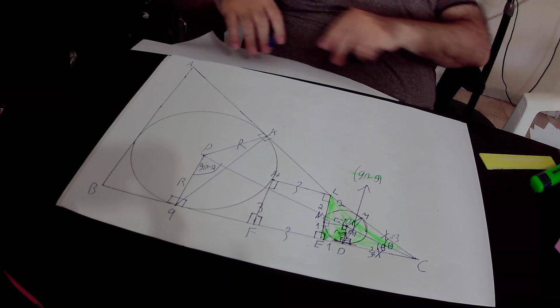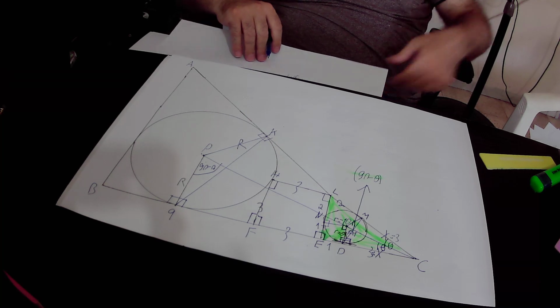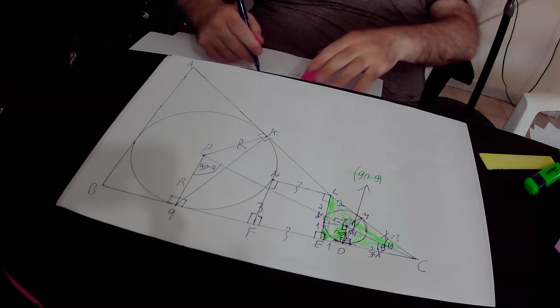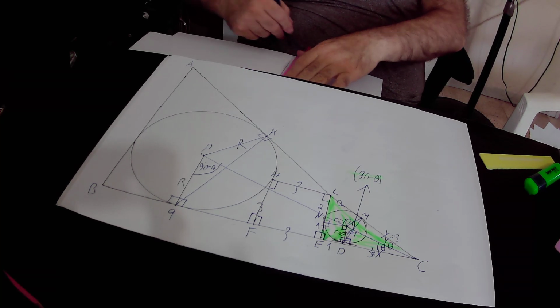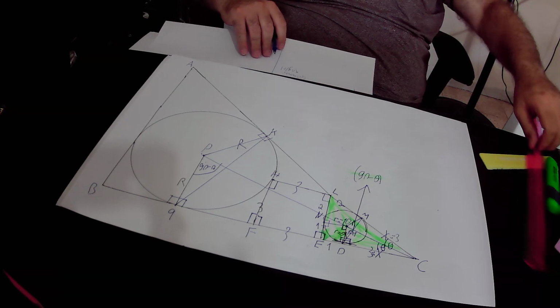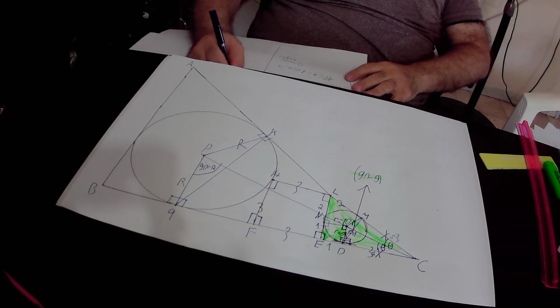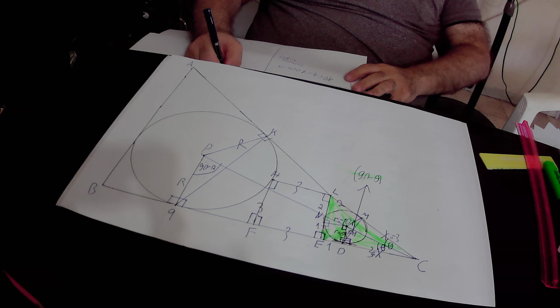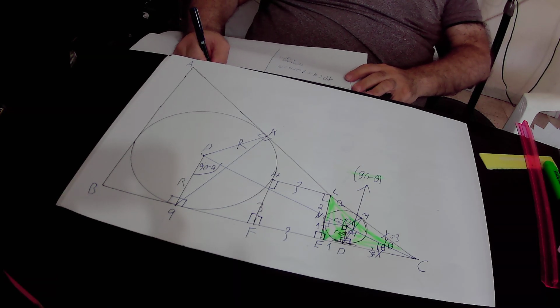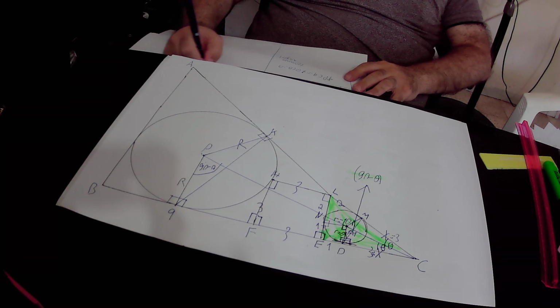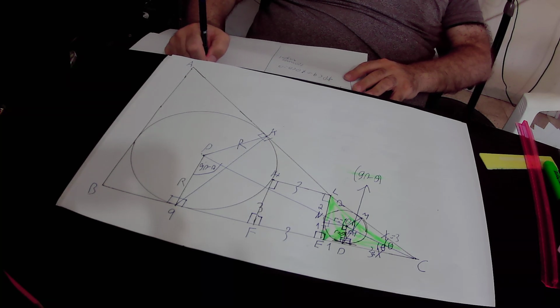So I write it down. The triangle PQC is similar to triangle ODC according to the angle similarity rule.